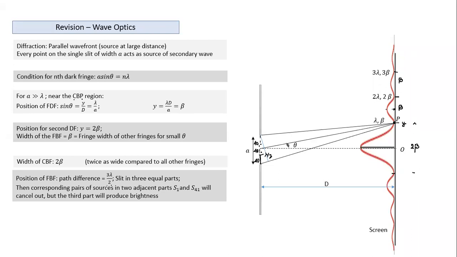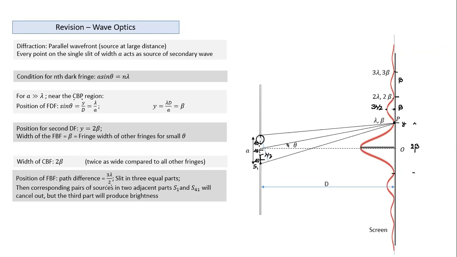Here also, if I pair S1 with S41, they will have a path difference of lambda by 2. They will cancel out each other. Similarly, if I continue with all such pairs, S2 with S42 and so on, I find that two thirds of the sources cancel out each other, leaving aside only the third part. So this is the first bright fringe, at a path difference equal to 3 lambda by 2. Conceptually, we can divide into 3 parts. Out of 3 parts here, 2 parts cancel out, and the brightness is only because of the third part.